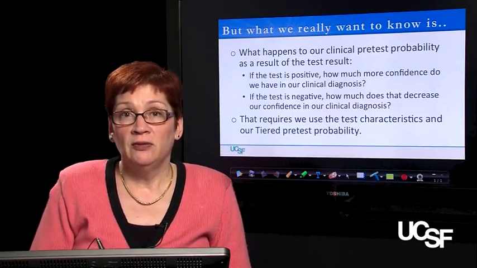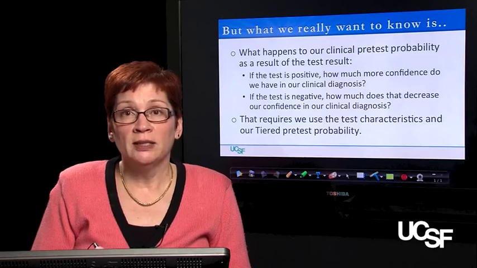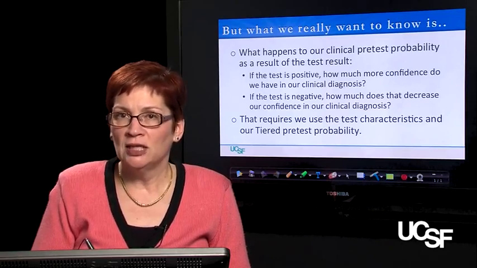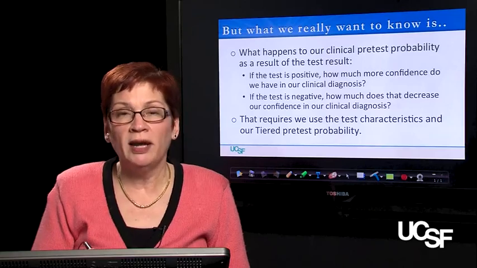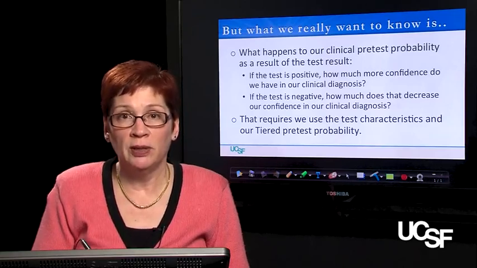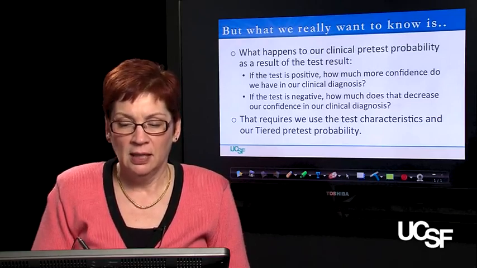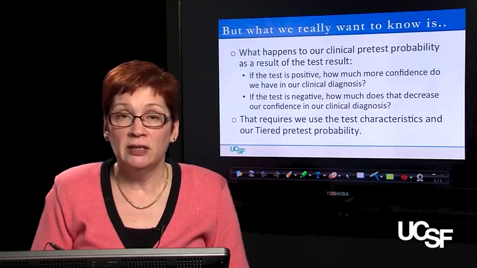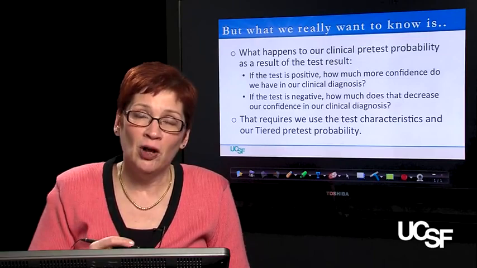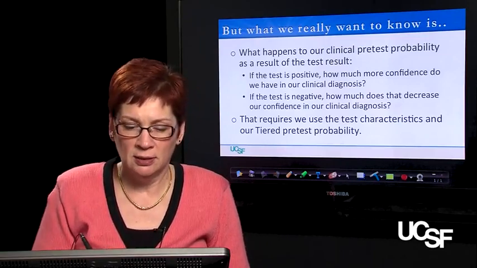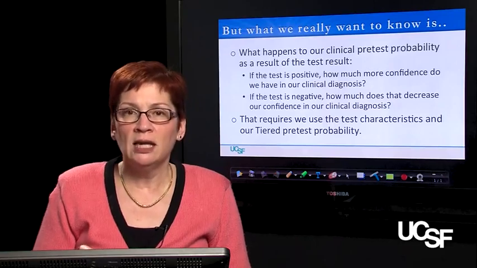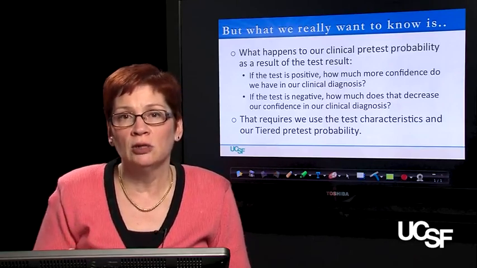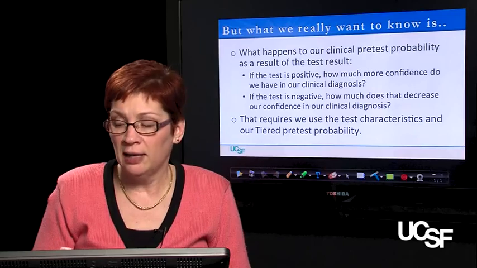So sensitivity and specificity are really important in helping us arrive at what we need to know, but they don't answer the clinical question that's always on top of people's mind, which is what happens to our clinical pretest probability as a result of the test? If the test is positive, how much more confidence do we have in our clinical diagnosis? And if the test is negative, how far does it fall down on our list of differential diagnoses? That requires that we take those test characteristics of sensitivity and specificity and combine them with our tiered pretest probability to arrive at that answer.